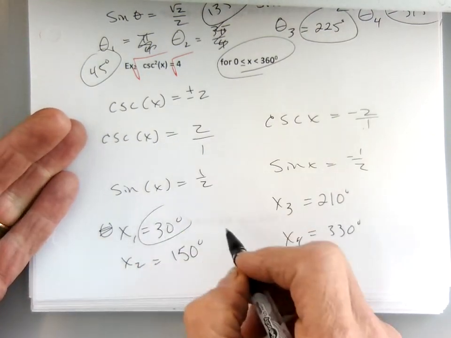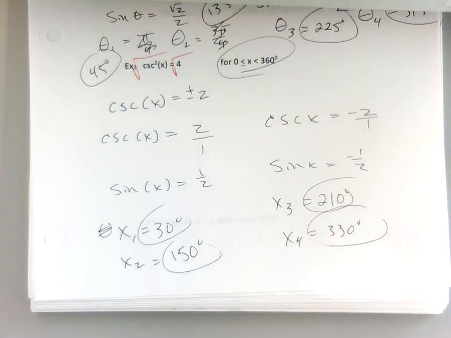So you have 1, 2, 3, 4 angles. Okay? What do you think? Not that bad? Give me thumbs up or sideways thumbs or wherever you're at.